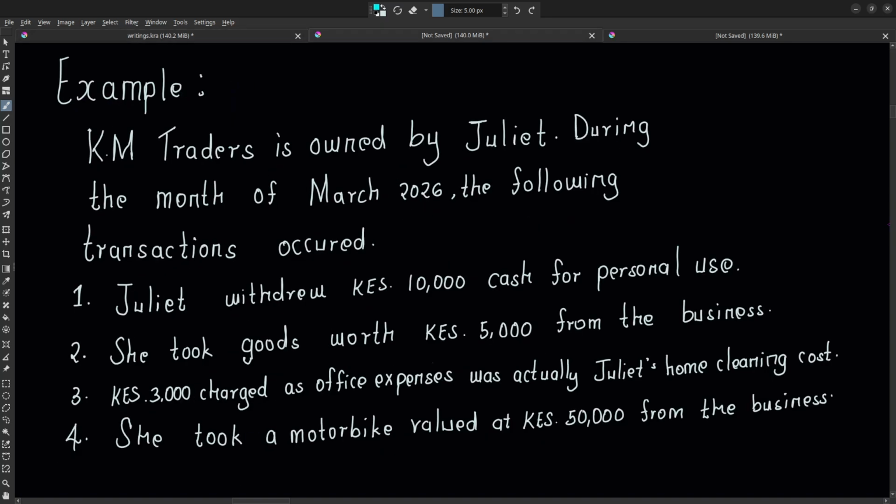Okay, so let us look at an example. We see how we record the journal entries when we have drawings. So we have KM Traders, which is owned by Juliet, and during the month of March 2026, these are the transactions that occurred. The first one is Juliet withdrew Kenyan shillings 10,000 cash for personal use. So how do we record this?